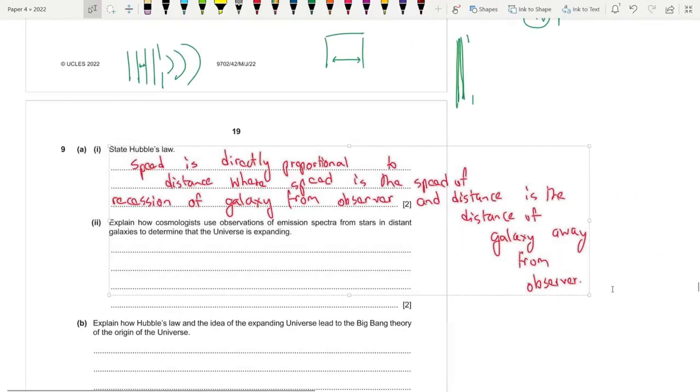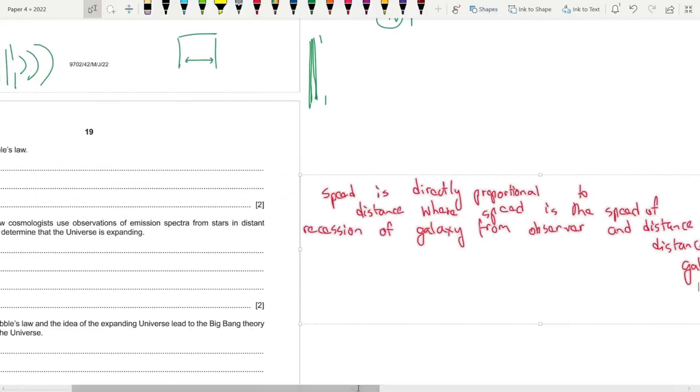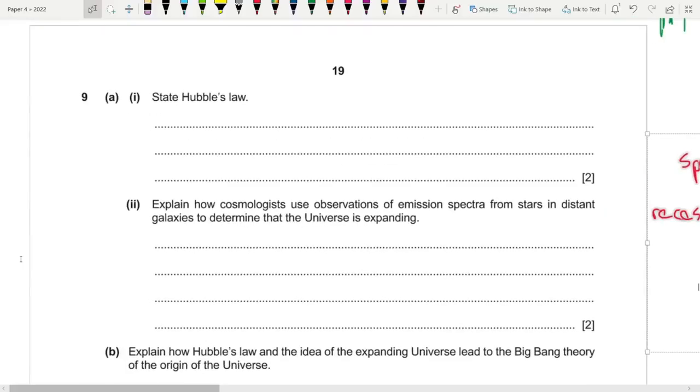So let's do that. Let me move this over here. A lot of you have been requesting this paper. Sorry, I wasn't able to solve it.